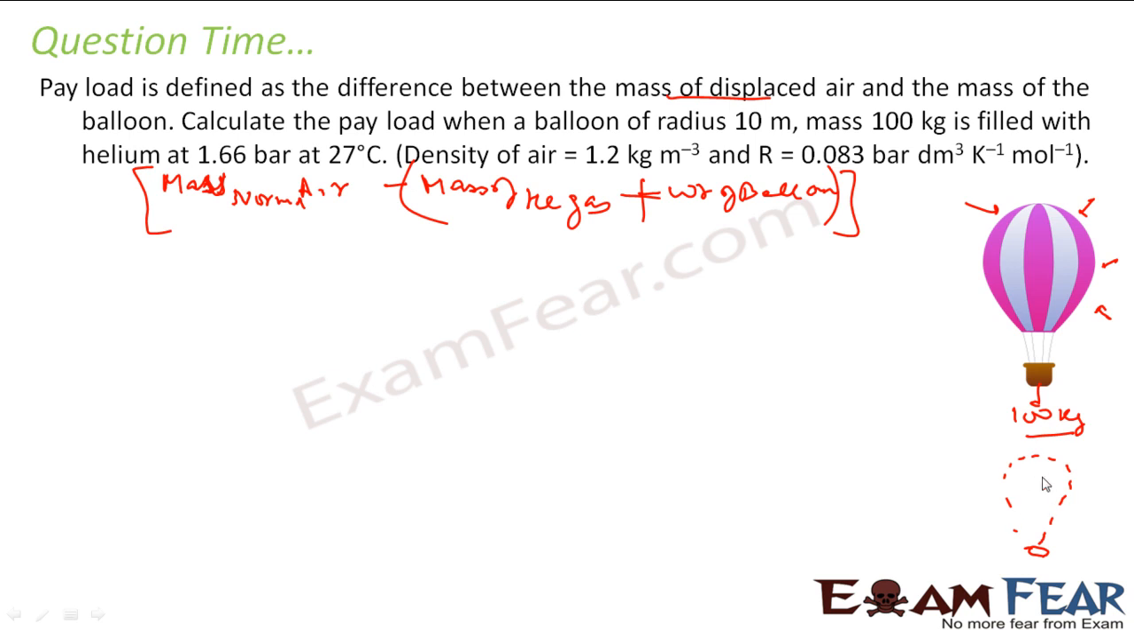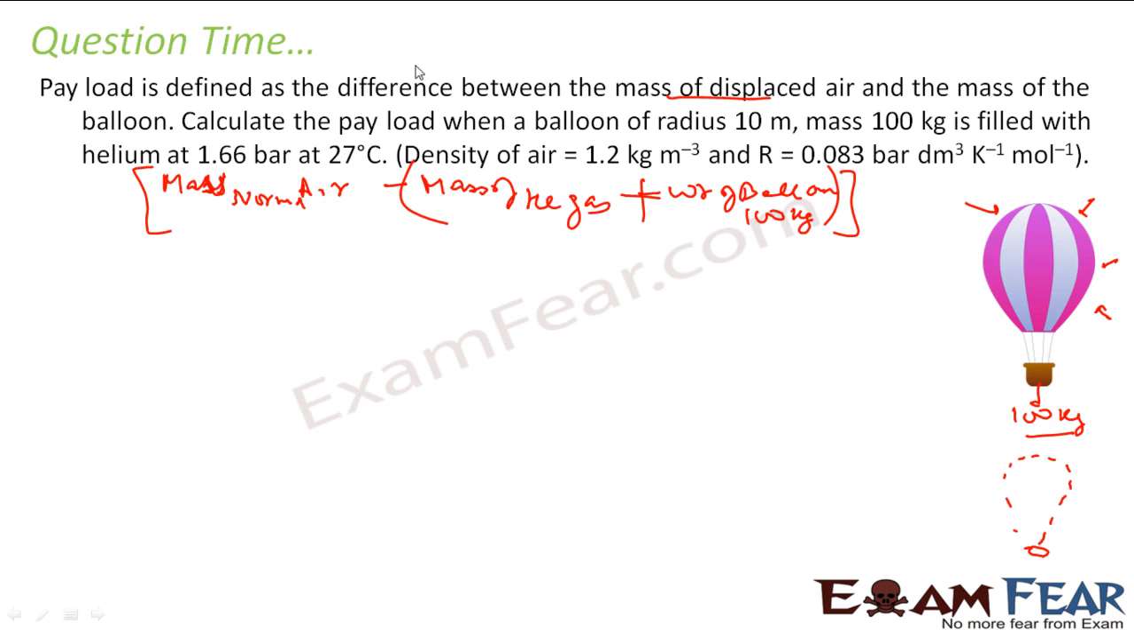If you compare these weights and this weight is lower, it will go up, correct? Because it was expecting this much weight, and now you're reducing the weight, it will go up. If this weight is this much, it is balanced. If you decrease the weight, it will go up. So we have to find this value: mass of normal air minus mass of helium gas and the weight of balloon. The weight of balloon we know is 100 kg. So we have to find these values in kg.